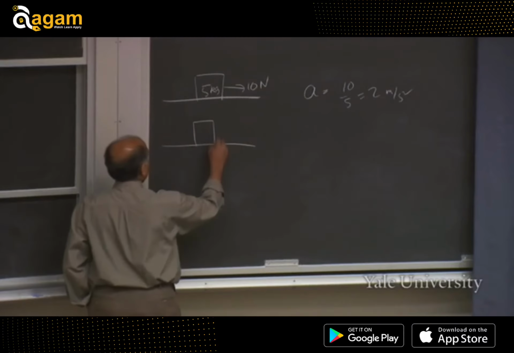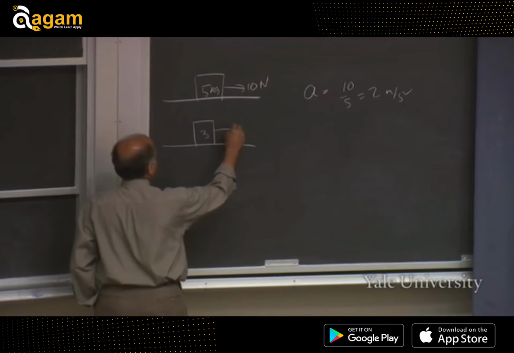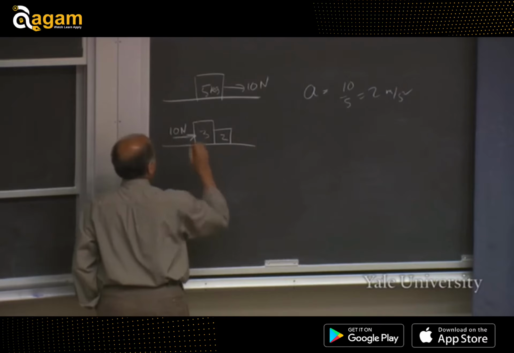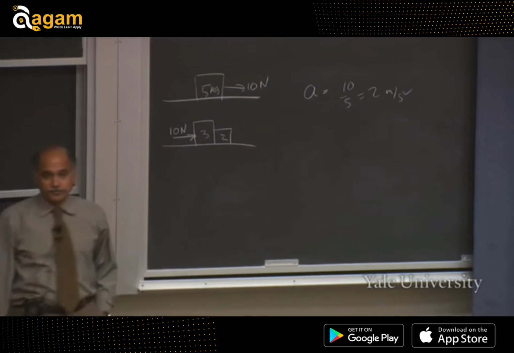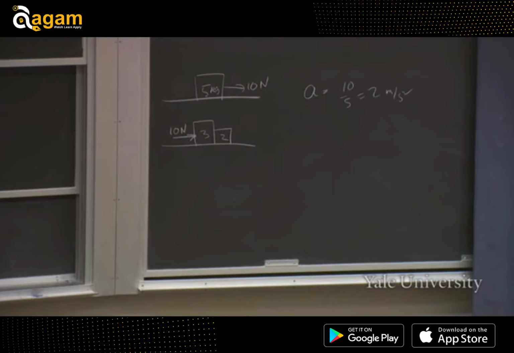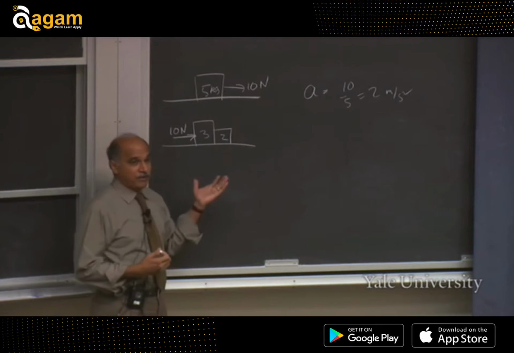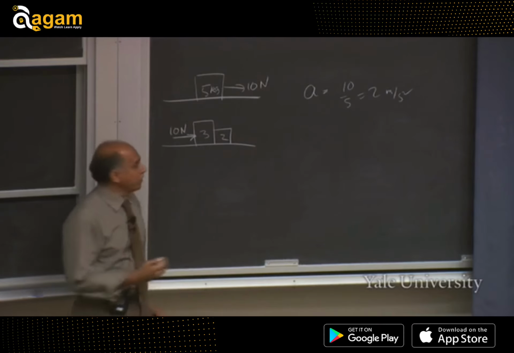So here I got 3 kilograms, and I got 2 kilograms, and I'm pushing with 10 newtons, and I want to know what happens. One way is to just use your common sense and realize that if you push it this way, these two guys are going to move together, and know intuitively that if they move together, they will behave like an object of mass 5, and the acceleration will again be 2.